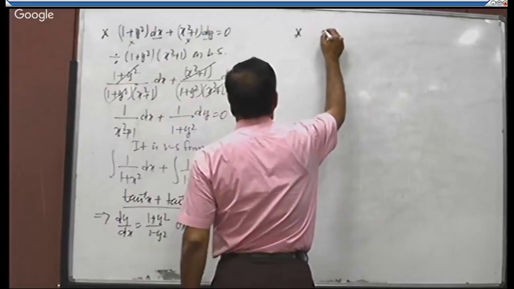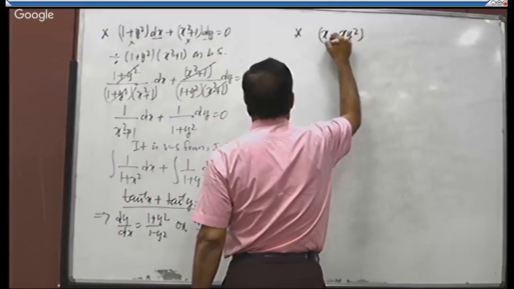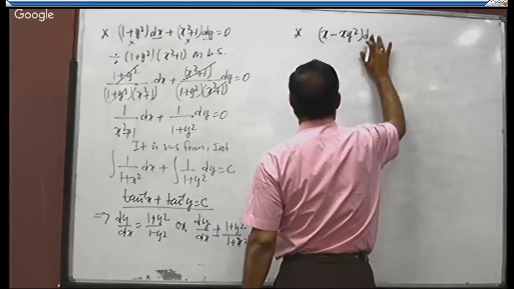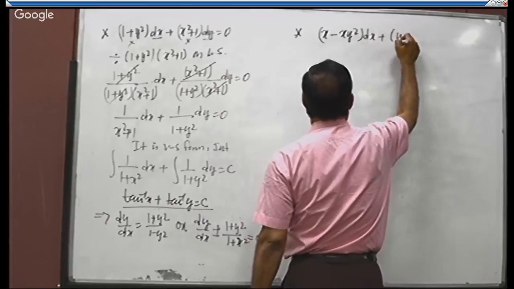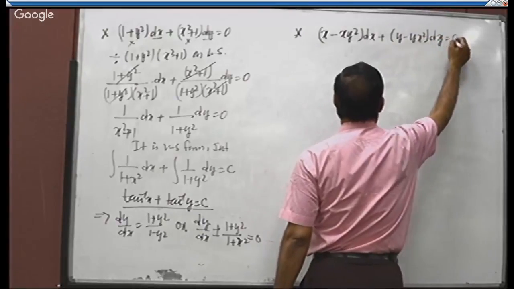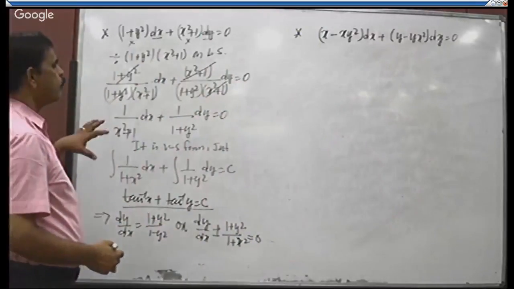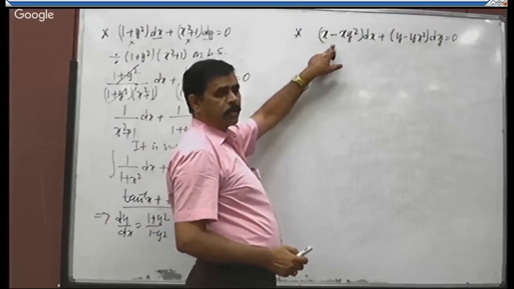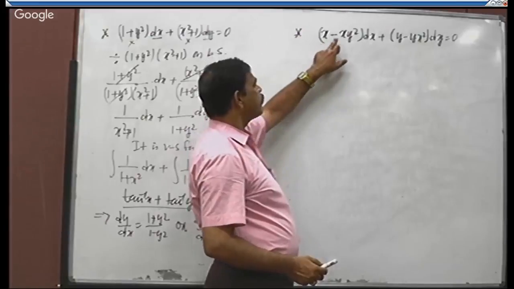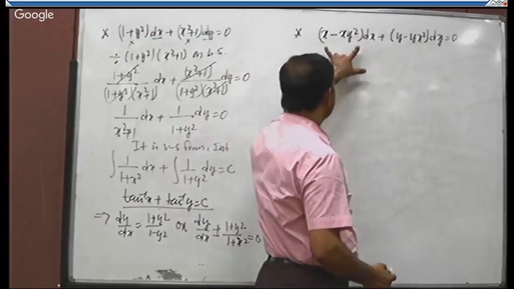Next problem, (x − xy²) dx + (y − yx²) dy = 0. See the example. This is a different problem when compared to the previous ones. Here x and y are mixed, correct?